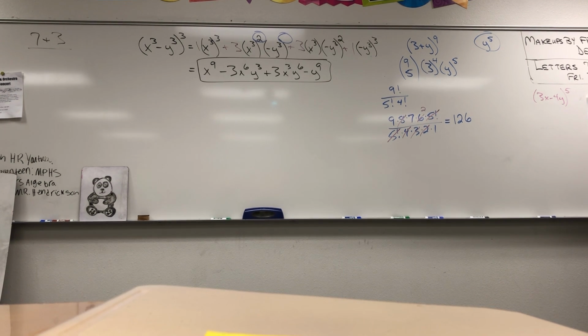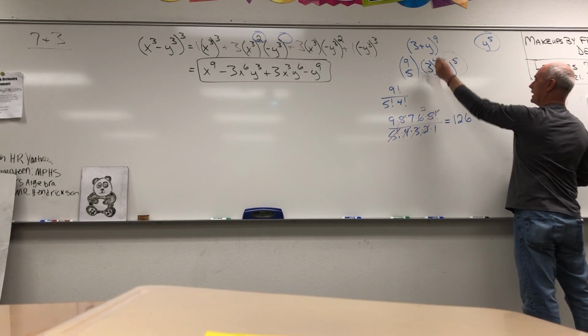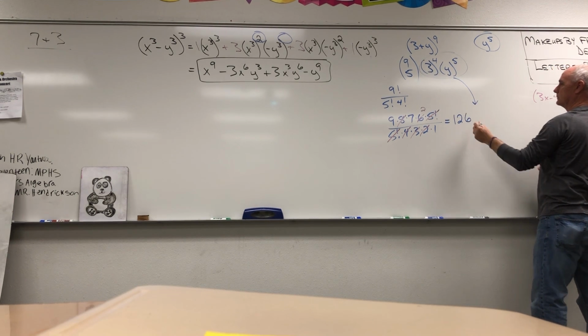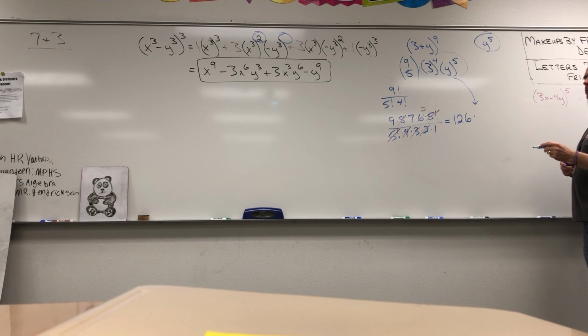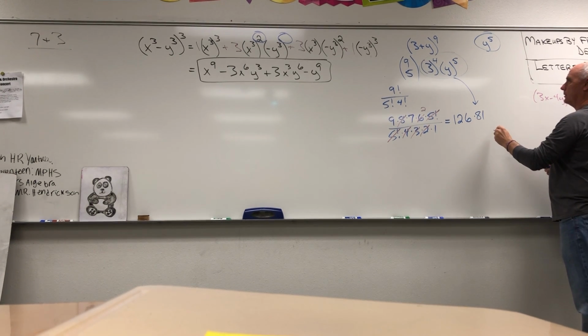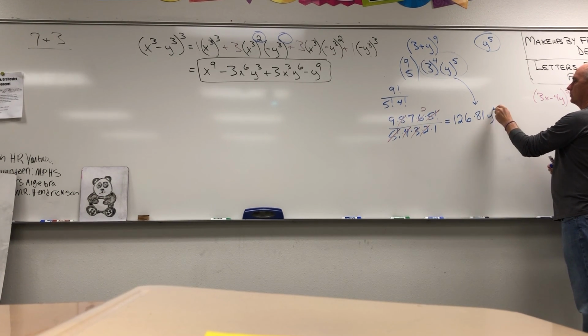So 126 is our answer? No, because we still have all that gunk. Times 3 to the 4th, which is 81, and y to the 5th.